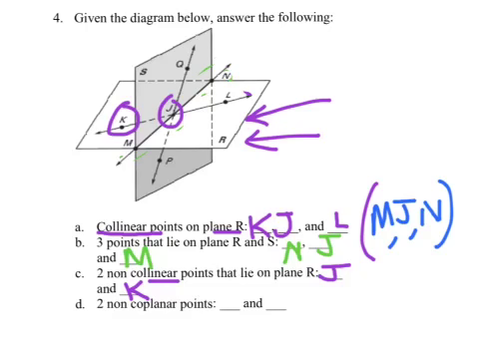And the last one says name 2 non-coplanar. So that means they're not on the same plane. So if I picked Q, then one that's not on the plane would be, say, L. There are lots of choices for this one.